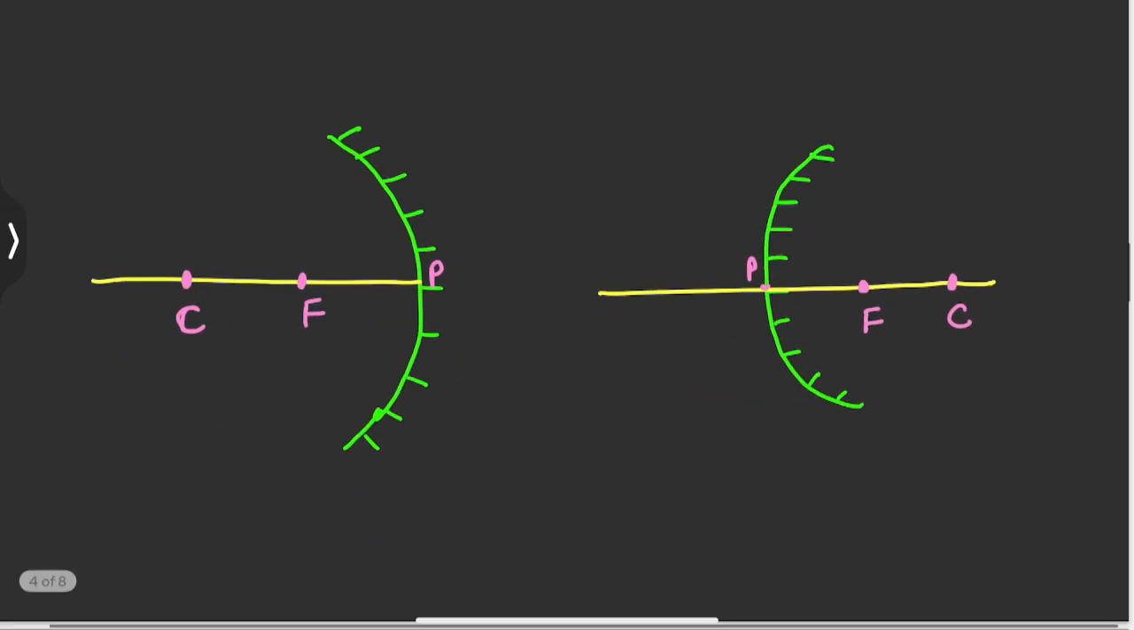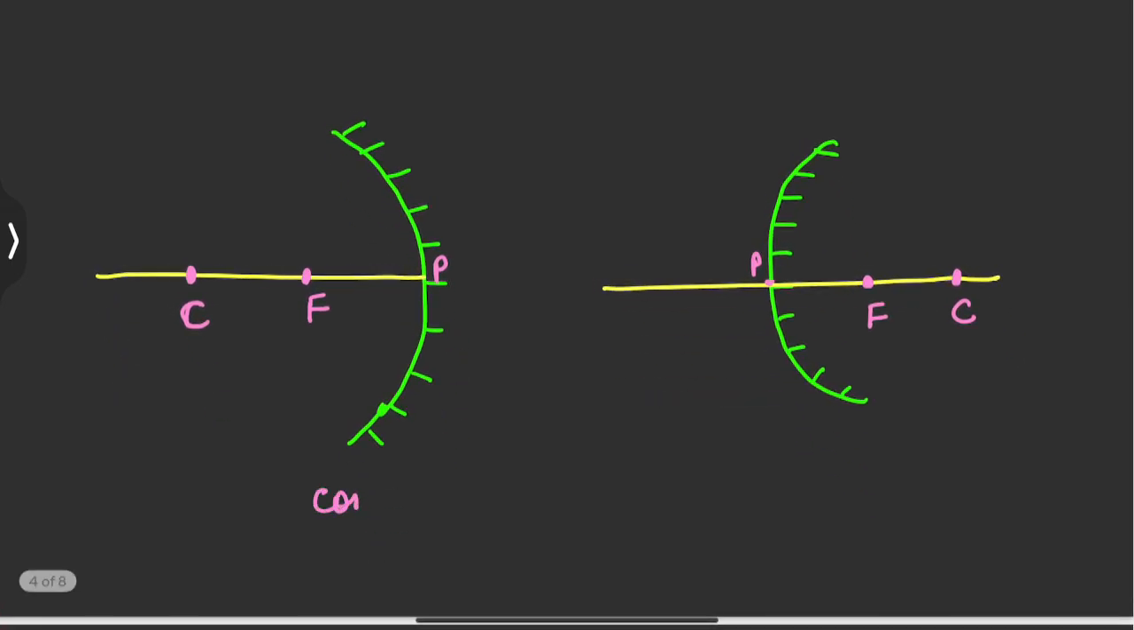So now here we are going to draw principal axis, and on the principal axis let us write C. C is center of curvature, and then exactly at the half there is principal focus, and here this is the pole. Same way for the convex mirror, so let us draw principal axis, and then here we have a pole. This point is the pole, and then at the center there is center of curvature, and here we have principal focus. So here this is for the concave mirror, and this is for the convex mirror.